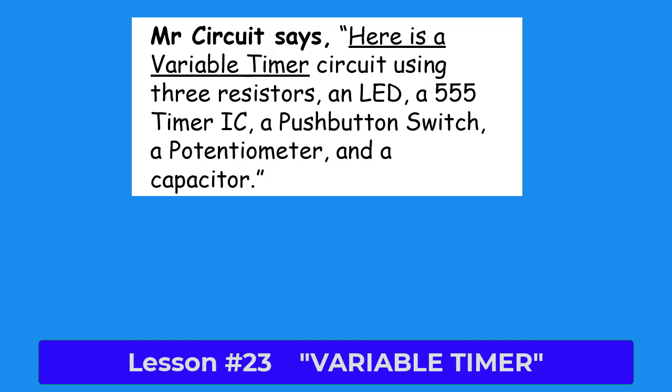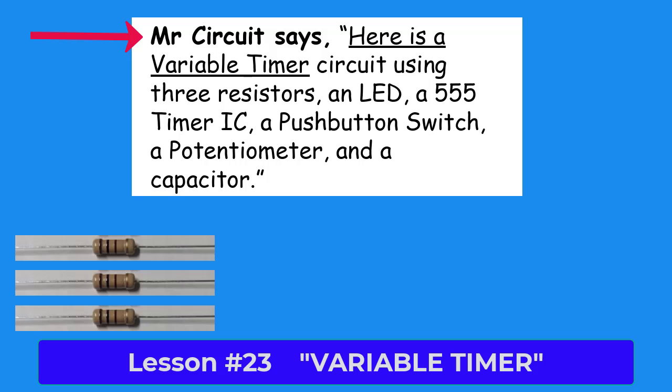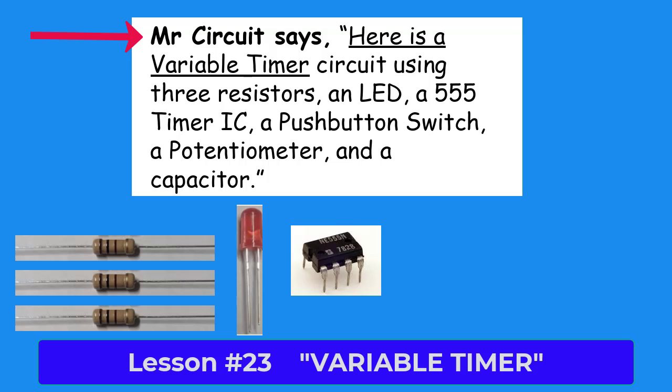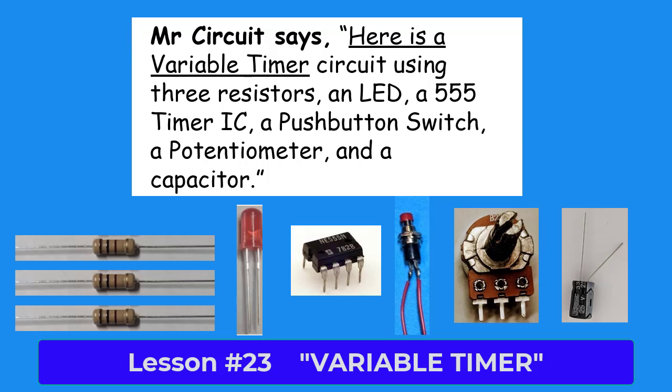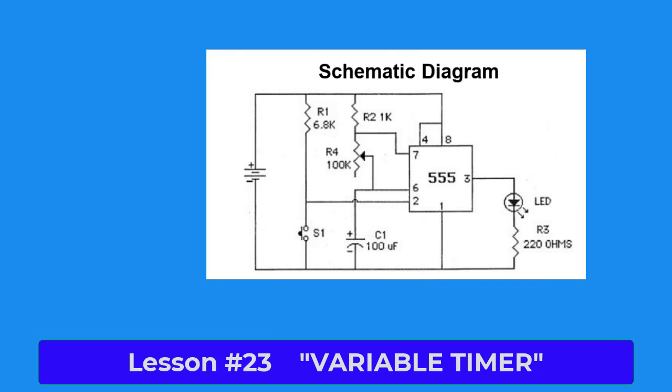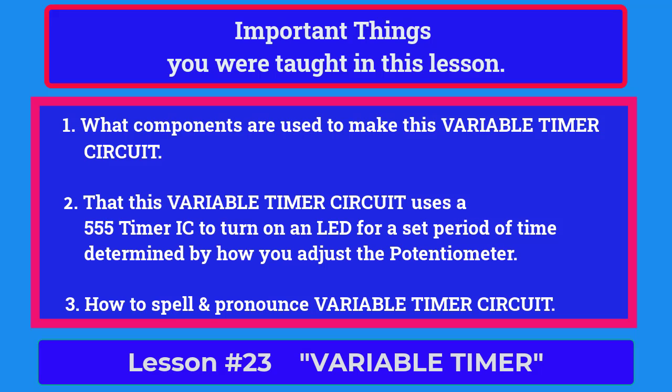At the bottom of the page, what does Mr. Circuit say? Mr. Circuit says, here is a variable timer circuit using 3 resistors, an LED, a 555 timer IC, a push-button switch, a potentiometer, and a capacitor. Please draw a circle around the schematic symbol of the LED on the schematic diagram at the bottom right-hand side of the page.